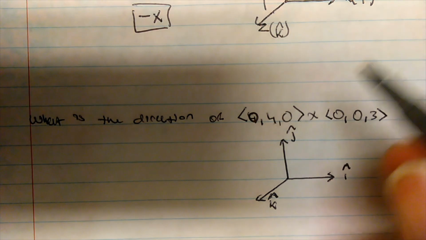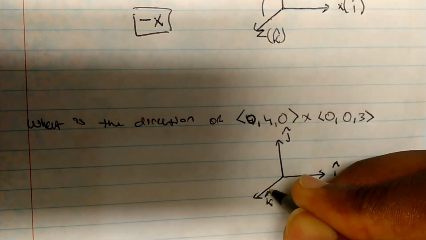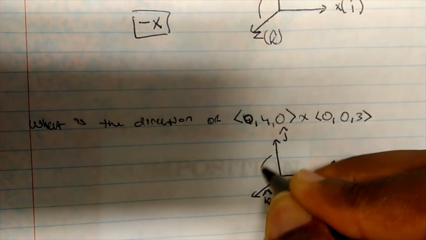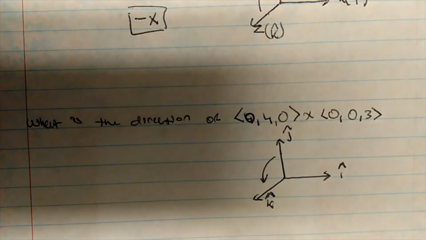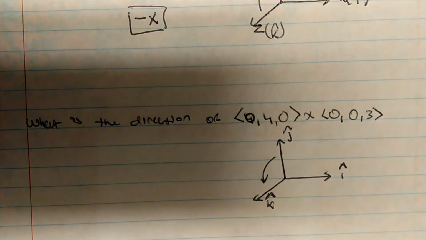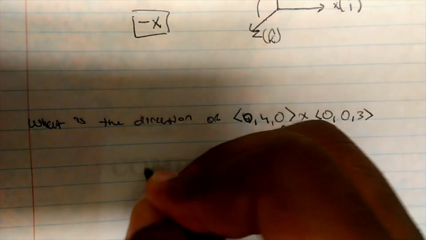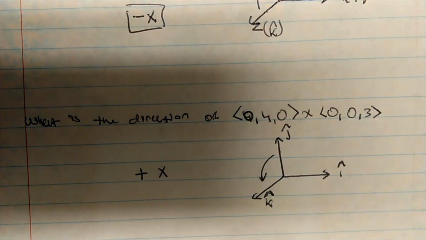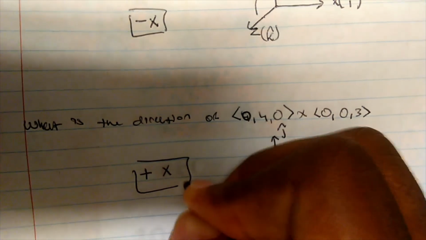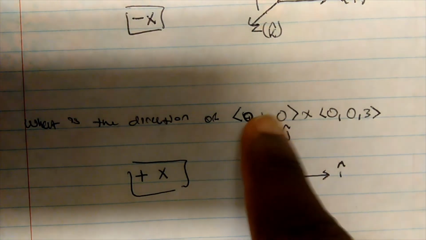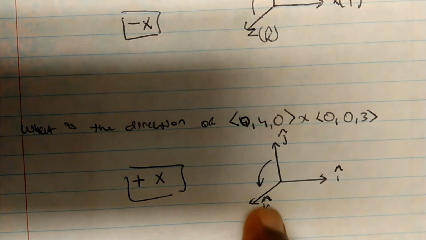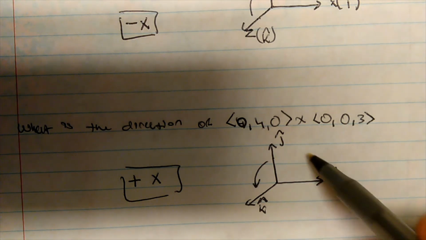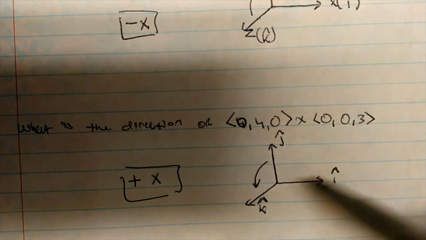Well, let's see. If we have j hat here, and we're crossing it into k hat, so we're going this way now. If we're crossing j hat into k hat, we know it's going to be an i hat. In this case, the answer is actually going to be a positive i hat, because again, I'm crossing j hat into k hat, and now I'm going in an anti-clockwise direction, and so this is defined as positive.